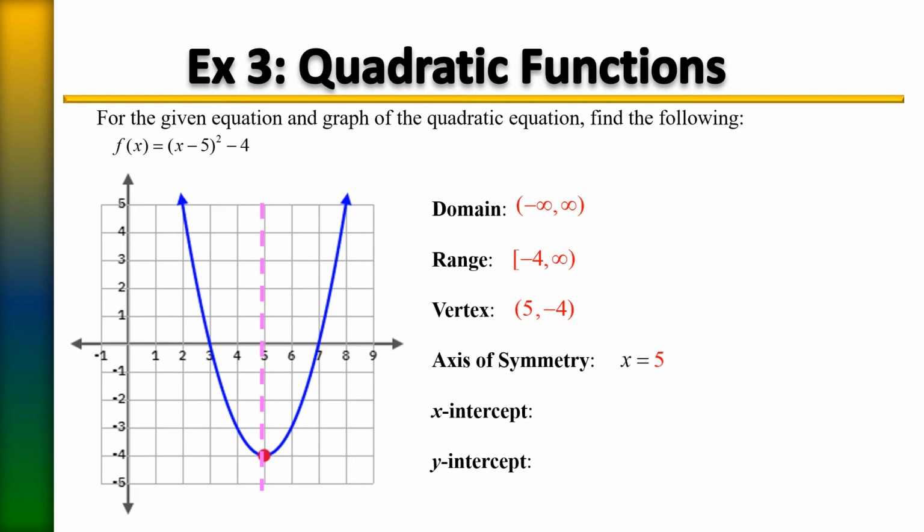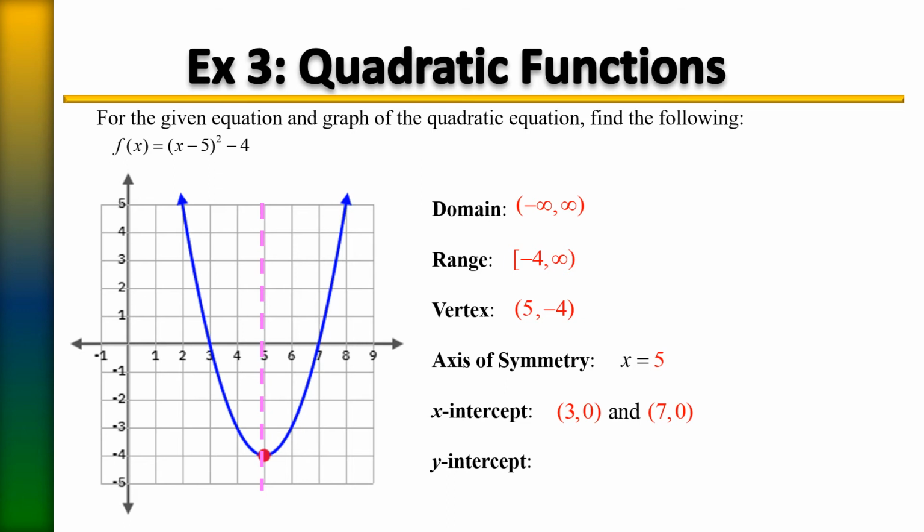Now we want to identify what the x-intercept is. Recall the x-intercept is the point where the graph touches the x-axis. We can just look at our graph and readily tell what our x-intercept is. Our graph touches at 3 and at 7. So therefore, the x-intercepts are located at (3, 0) and (7, 0).